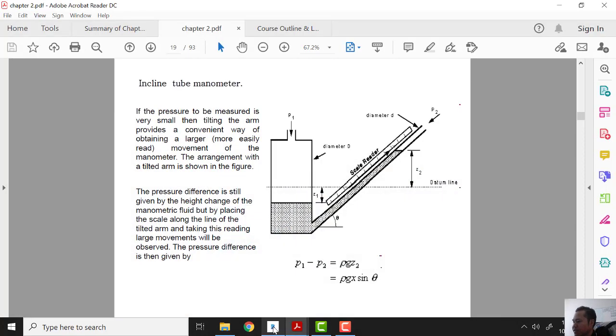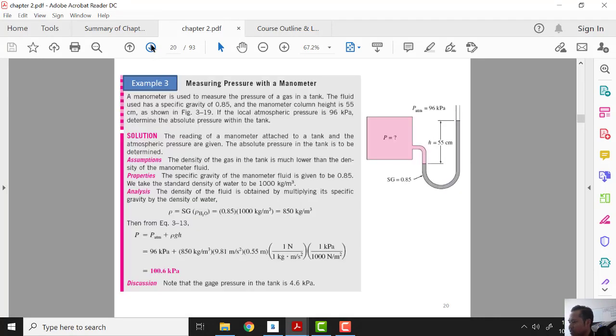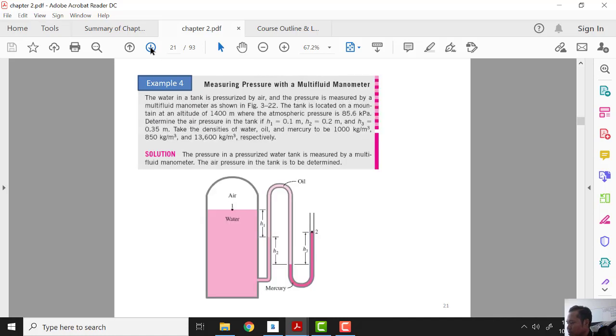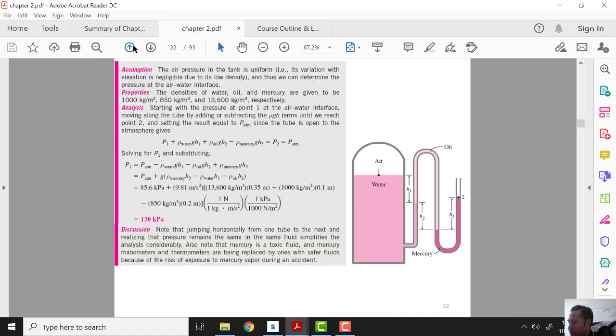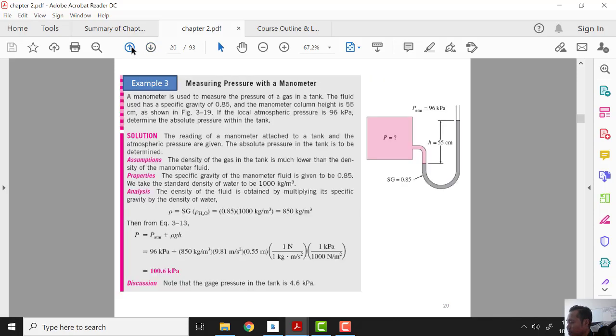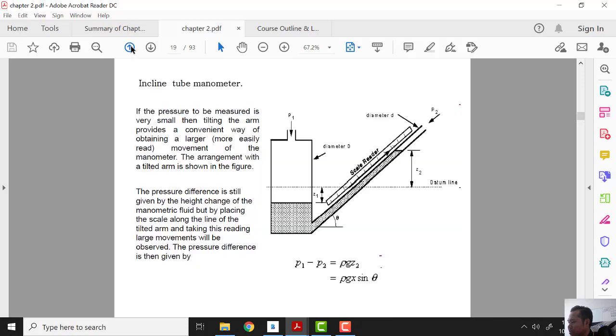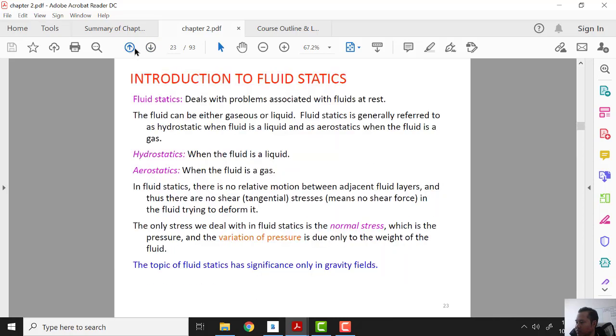Alright, that is the inclined tube manometer, and this is what we call example 3. I will be looking at this later in the tutorial. So as for this class, we end here first, and then I will continue our class in the next subtopic, which is the pressure in fluid statics.